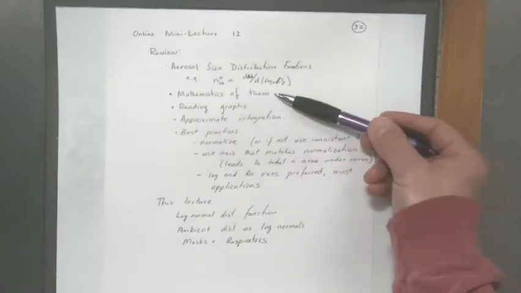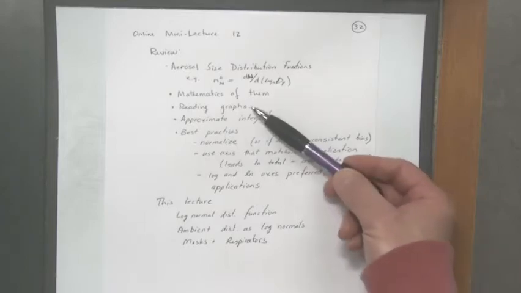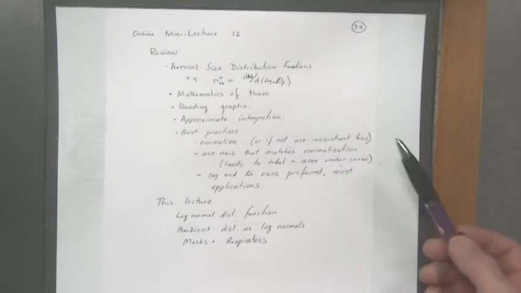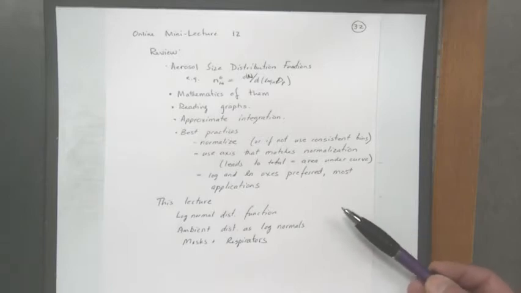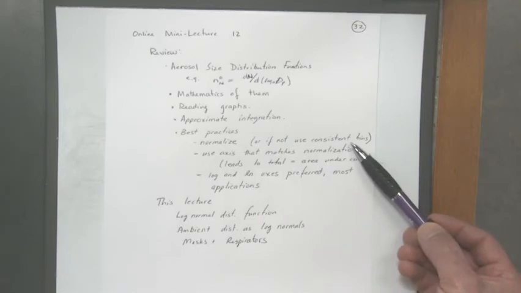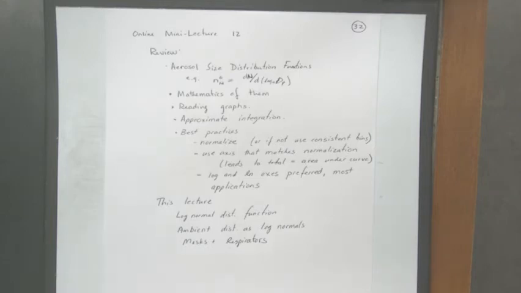We covered the mathematics of them. Please review Chapter 8 of the textbook. We did some practice with reading graphs, approximate integration to get the total number under the curve as the total number concentration of particles, or what fraction of particles are less than a certain size. The best practice for using these is that normalization is usually recommended. If you're not going to normalize, you should be using consistent bins because it's difficult to compare size information if it's not normalized and on a different bin basis.